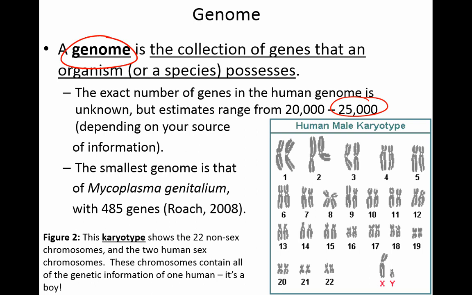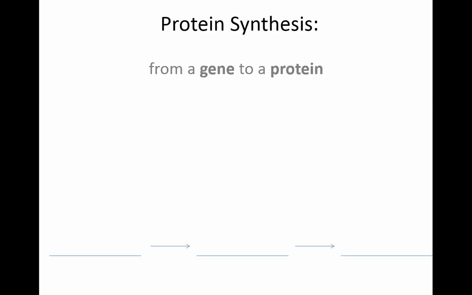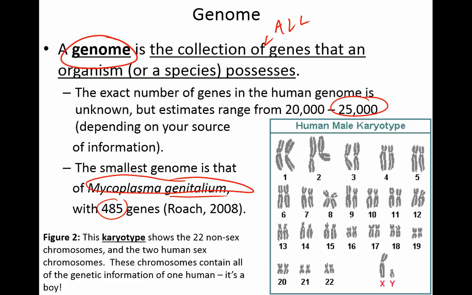A genome is the collection of all the genes that an organism possesses. The smallest genome that we know about, at least the last time I checked, is from a bacterium called Mycoplasma genitalium. Note the last name. This bacterium happens to infect people. It is an STD, and that bacterium's genome only encodes for about 485 genes. Anyway, that's what genes are.